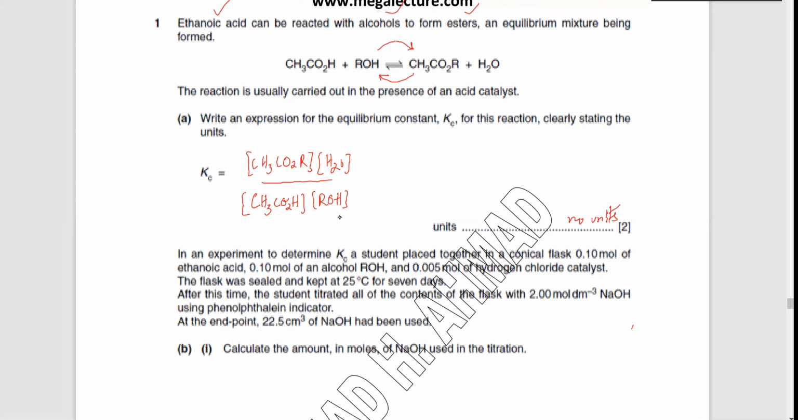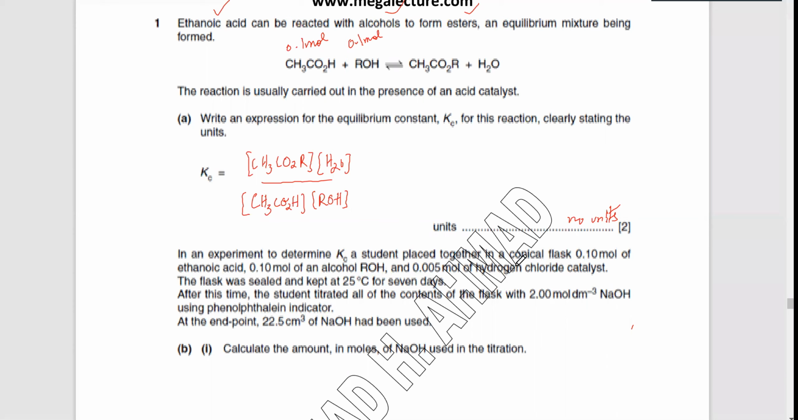Now the next part is that an experiment to determine Kc, a student placed together in a conical flask 0.1 mole. So this is the starting point. He's added 0.1 moles of ethanoic acid. It says over here that 0.1 moles of ethanoic acid and 0.1 moles of an alcohol. So that's where the reaction initially starts. That's the position at which it starts. And after that, what does he do?